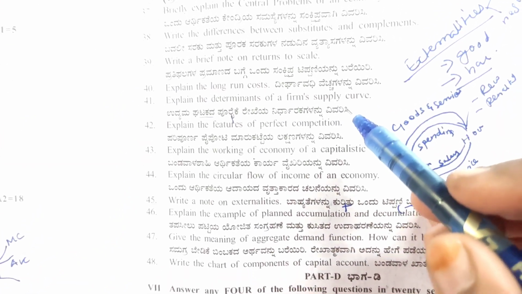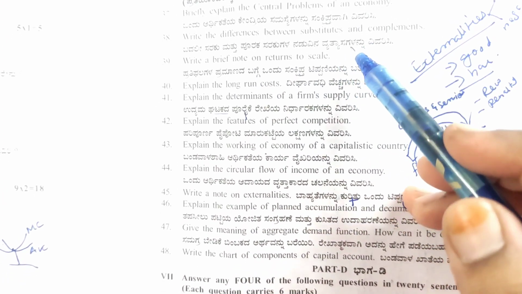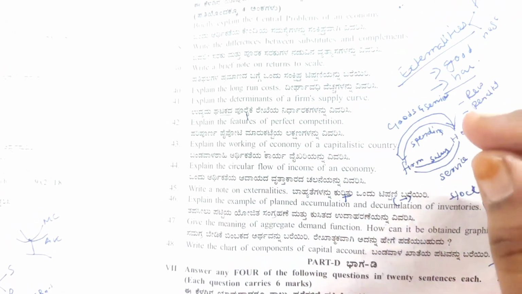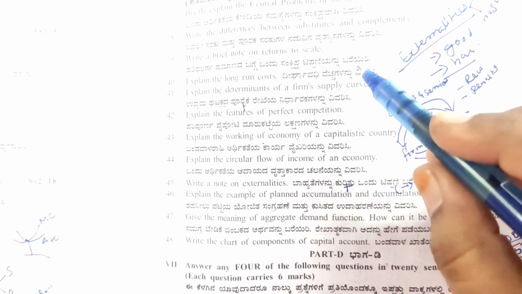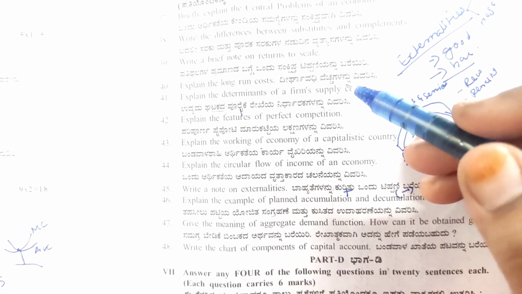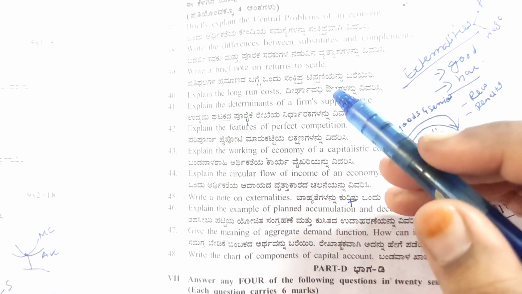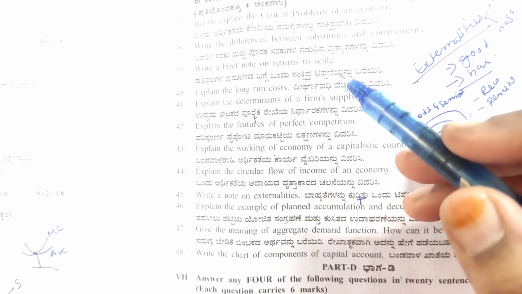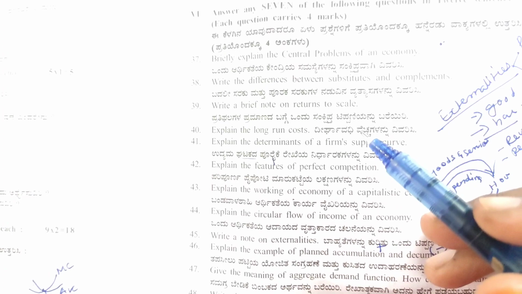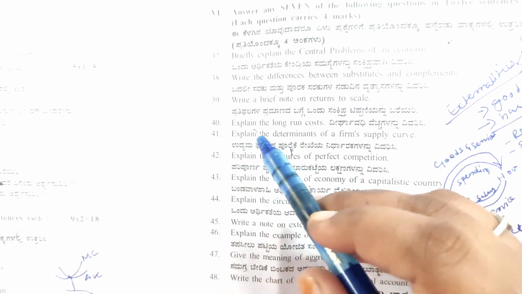Afterwards, what we have here is: write a brief note on returns to scale. Returns to scale is as per the law of variable proportion. We have three types of returns to scale: increasing returns to scale, constant returns to scale, and decreasing returns to scale. In increasing returns to scale, if you give 100% of your input and you get 110% of your output, that is increasing returns to scale. If you give 100% of your input and get 100% of your output, that is constant returns to scale. If you give 100% of your input and get 90% of your output, that is diminishing returns to scale.